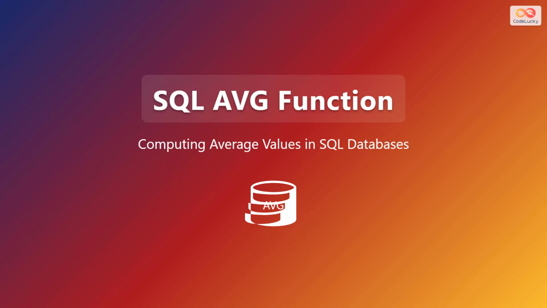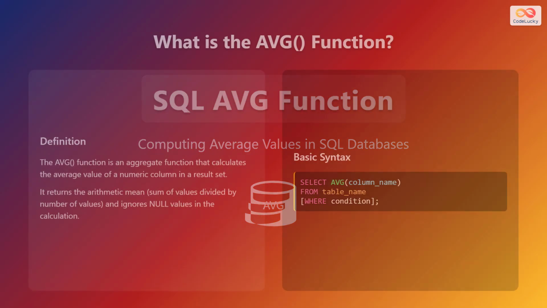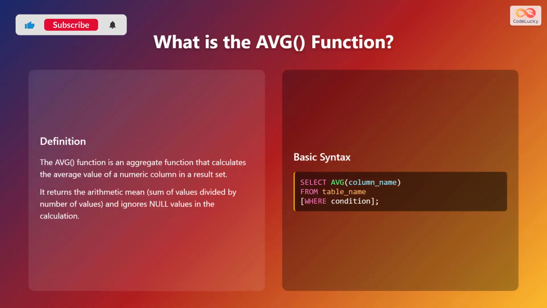In this video, we are going to explore the SQL AVG function, a fundamental tool for computing average values within SQL databases. The average function is an aggregate function that calculates the average value of a numeric column in a result set. It returns the arithmetic mean, which is the sum of the values divided by the number of values. Importantly, it ignores null values in the calculation.